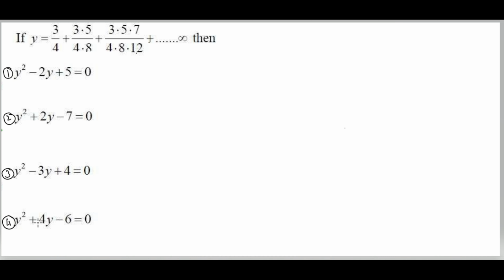And fourth option, y square plus 4y minus 6 is equal to 0. Here is given y is equal to 3 by 4. 3 by 4 is written as 3 by 2 into 1 by 2. Similarly, next term 3.5 by 4.8 is written as 3 into 5 by 2 into 4. Take 2 common, that is this is 1 by 2 whole square plus up to dash dash.